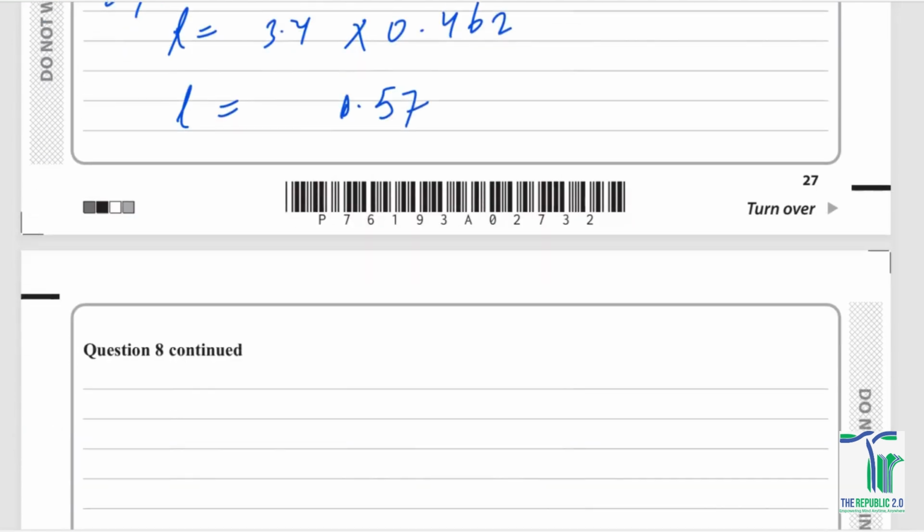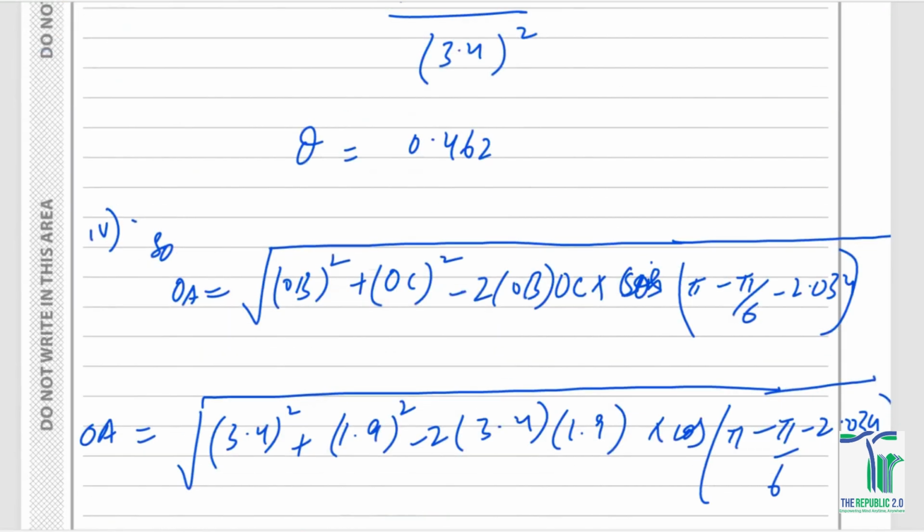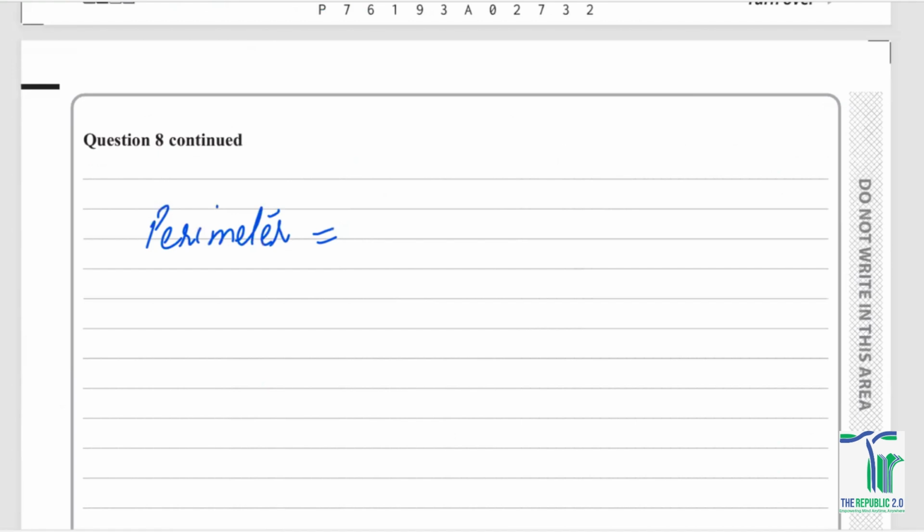At the end of the day, we're looking for the perimeter. So how would you get the perimeter? You've got the side OA, which we just got, and that came out to be 2.1. We've got the other side that was 1.9, then 3.4, and the length of the arc was something we just calculated.